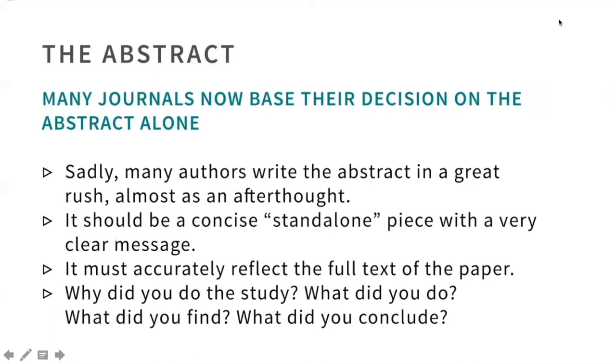This has to be a concise, standalone piece of writing with a very clear message, accurately reflecting the full text of the paper. If you struggle to write an abstract, then here is the 4-question-based technique for writing an effective academic abstract. What you do is you write down these 4 questions. Why did you do the study? What did you do? What did you find? And what did you conclude? Write down those 4 questions and then answer them with information relevant to your own topic, to your own experiment, to your own research. Answer those questions and then delete the questions.